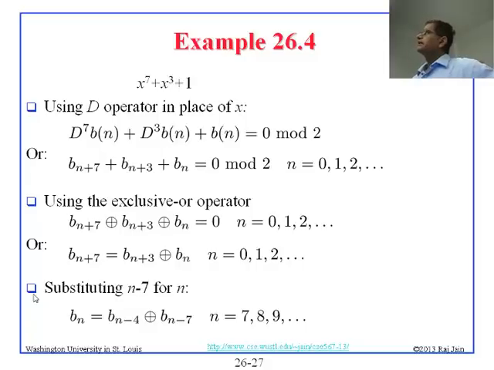So this can be written as D raised to 7 Bn plus D raised to 3 Bn plus Bn equal to 0 mod 2. That means Bn plus 7 plus Bn plus 3 plus Bn equal to 0. Or we can write that Bn is equal to Bn minus 4 plus Bn minus 7. Basically, we want to make sure that this mod 2 applies to everything here, that both sides are done mod 2. And so, if I give you this polynomial, you should know that the generator is this one. Okay, everybody can get from there to here?